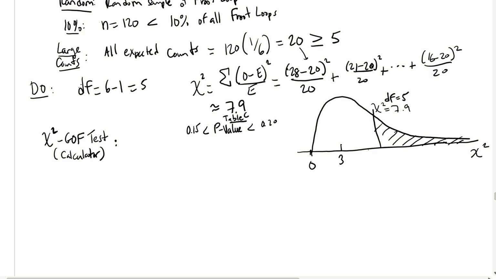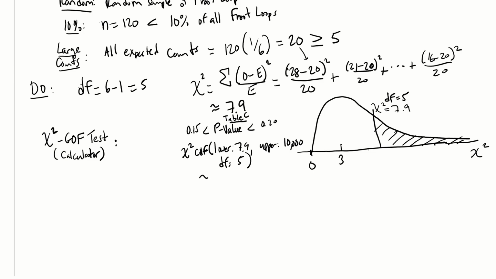Then using the calculator, we're going to use the chi-squared CDF. Our lower is 7.9. Our upper is infinity, so I'm just going to put 10,000. And our df is 5. All right, and you should get a p-value of about 0.1618.